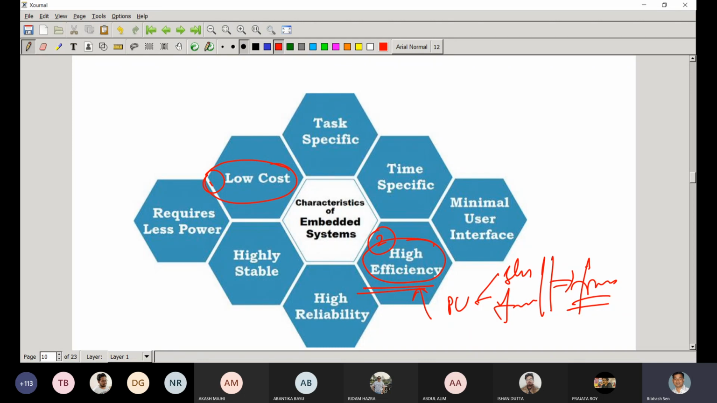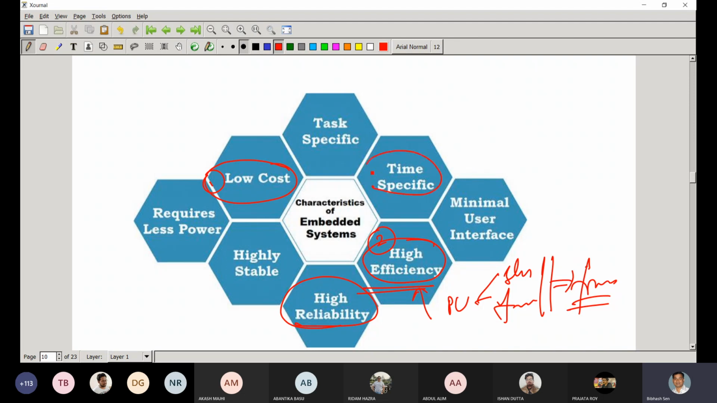That's the main thing. It should be highly reliable. Very important thing, reliability. If you design an embedded system and its success rate is very poor, sometimes it works fine, sometimes it does not, it will not be acceptable for the client side or user side. So that is very important, the high reliability.